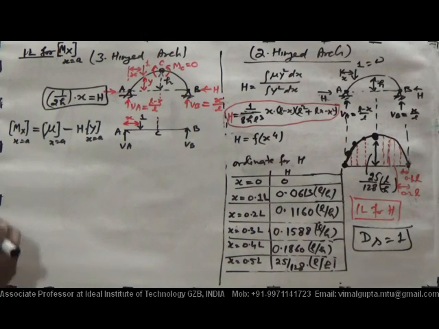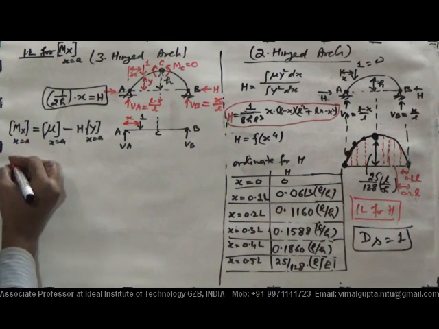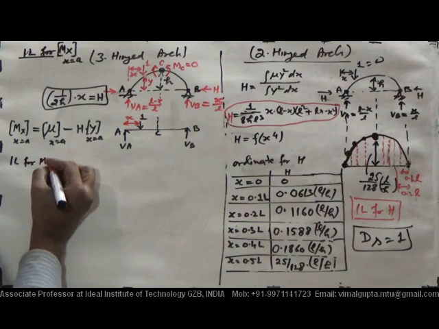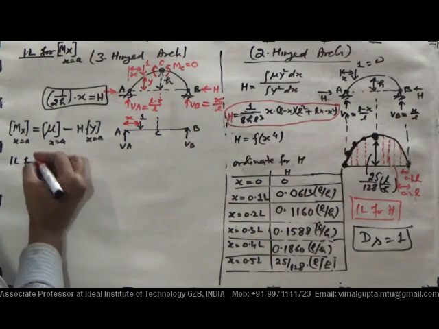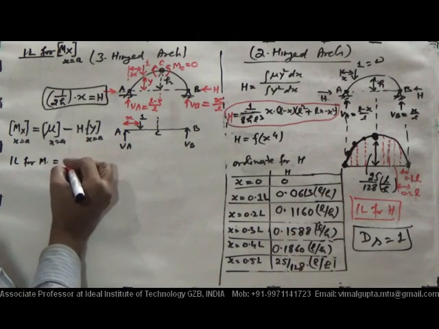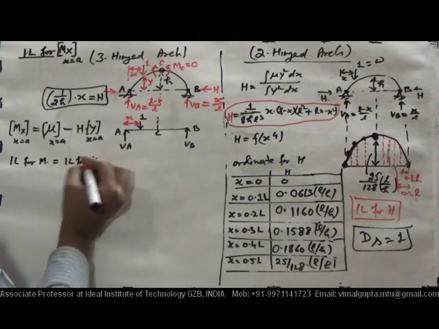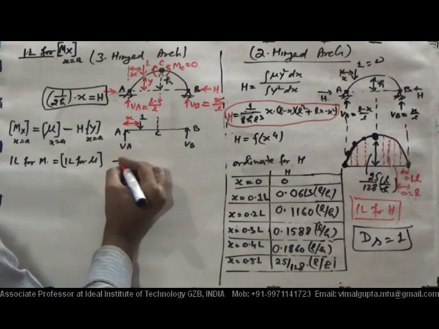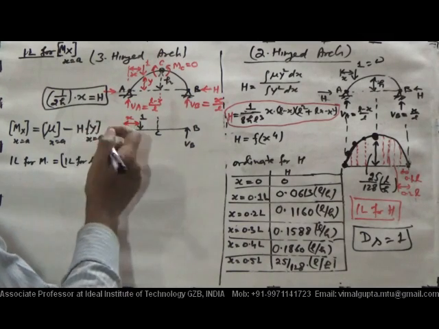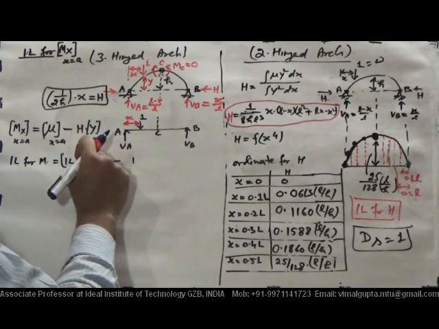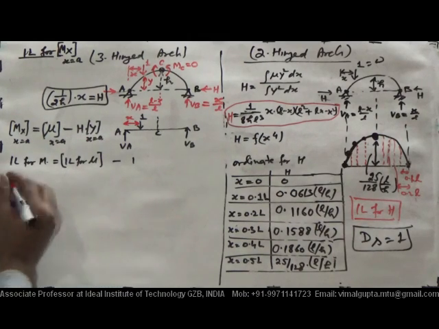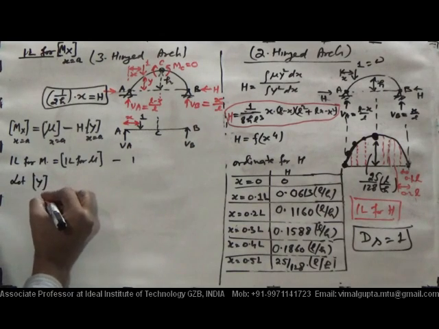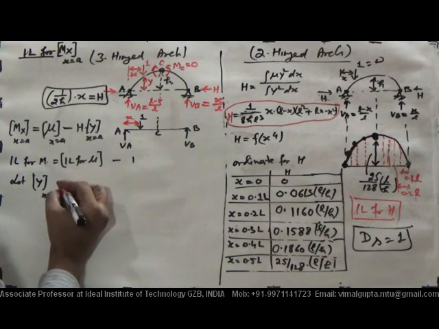What will be the IL for the bending moment M at x equal to a? It will be the IL for mu minus H into y at x equal to a. It is the constant thing, right? Let y at x equal to a, how will you calculate it?